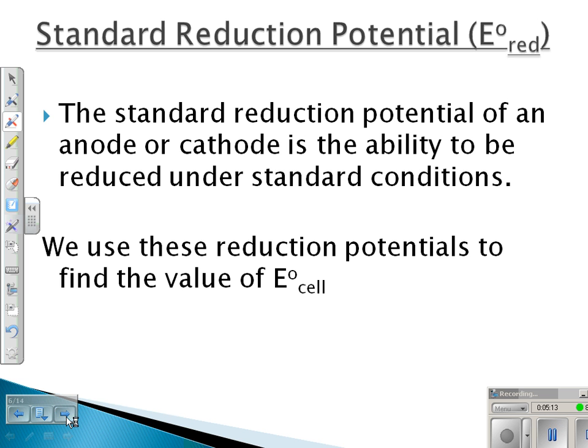All right, so this right here, standard reduction potential, is what's on your table. You look up at the top of your table, that's what this is a table of. Standard reduction potentials really are just telling you the likelihood of something to be reduced. It's telling you how likely that substance is to be reduced, okay? And that is useful because if you're comparing two things on that table and you know one of them is more likely to be reduced than the other, then you know which one's going to be reduced.